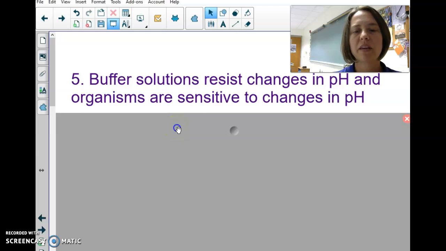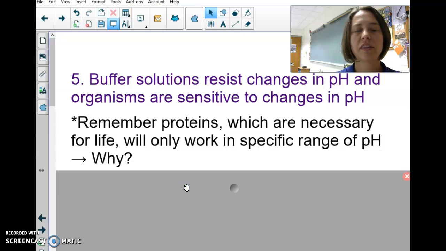Well, now that we've learned about pH, what does this have to do with living things? So please write this down. So remember, proteins, if you think back to biology, they are necessary for life. You can't live if you don't have proteins. Can't live without enzymes. If you remember, those are biological catalysts. They are proteins that speed up chemical reactions. And they only work in specific ranges of pHs.